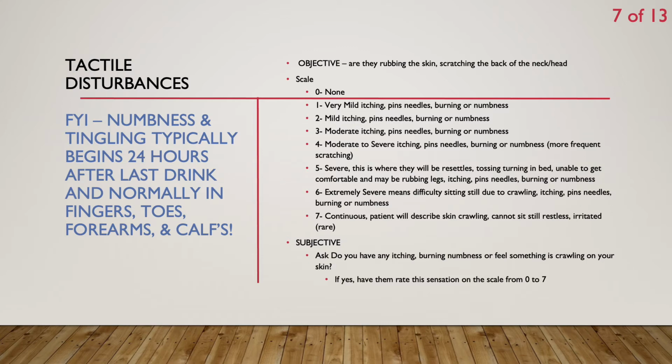With 4, you're going to see a lot more frequent scratching and rubbing of the head. Severe, this is where they become restless, they toss, they turn. Maybe they're rubbing their legs together up and down in the bed. They just can't seem to get comfortable or stop moving. Extremely severe, this is difficulty sitting or even laying due to this sensation on their skin. And 7 is continuous. The skin is crawling, they feel almost like bugs sometimes, can't sit still, they're restless, they're irritated. It's very rare to get to that level.